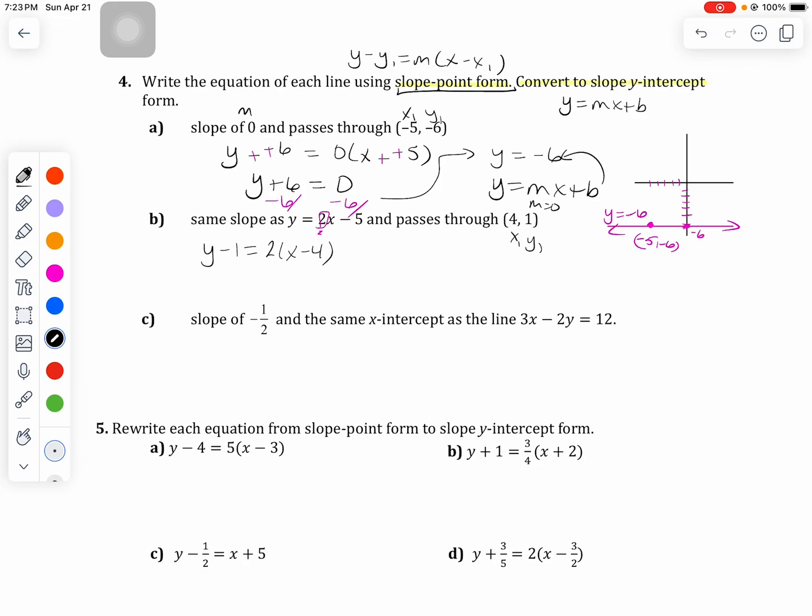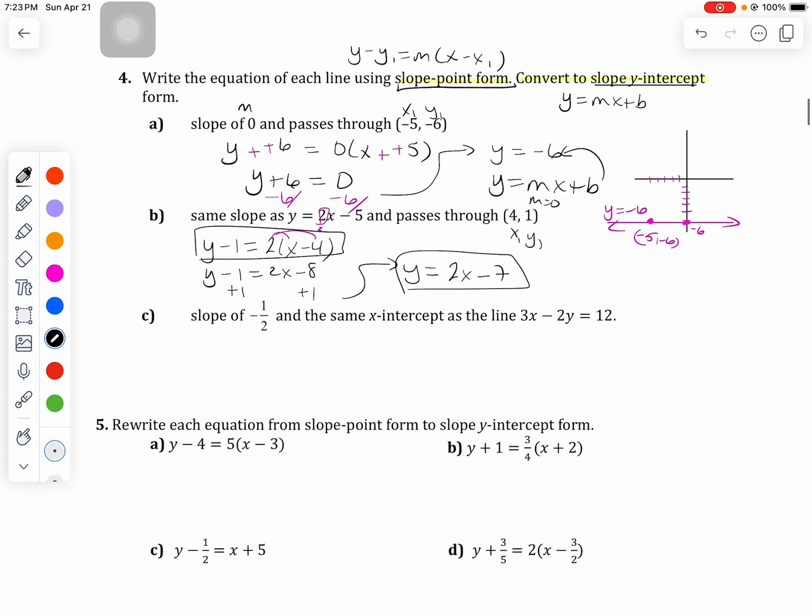Right, we know that y equals mx plus b, there's the slope there of 2. And now we want this to be changed to slope y-intercept form. Okay, and so y minus 1 is 2x minus 8. Adding 1 to both sides, y is equal to 2x minus 7. Here's our first part and our second part of that solution.